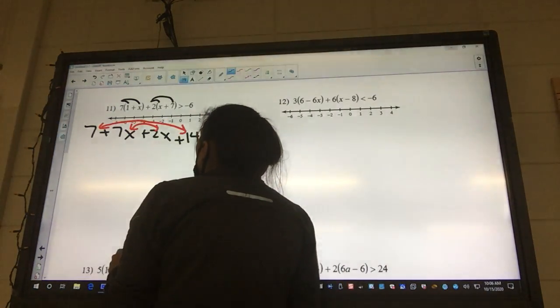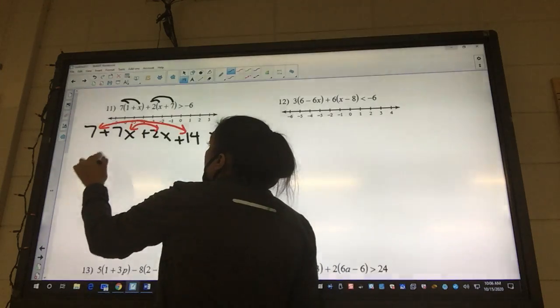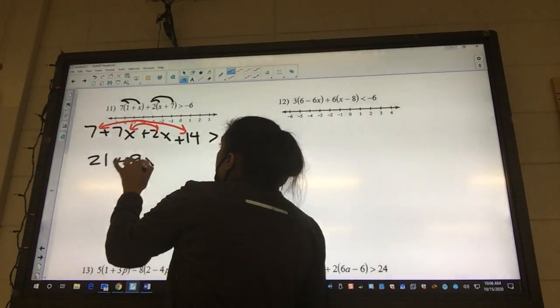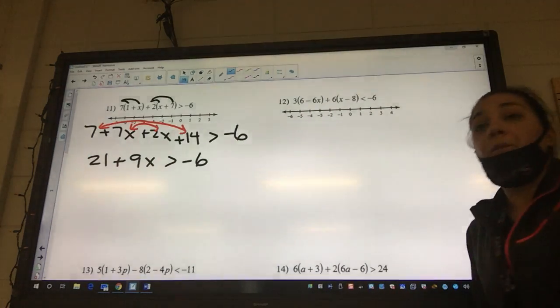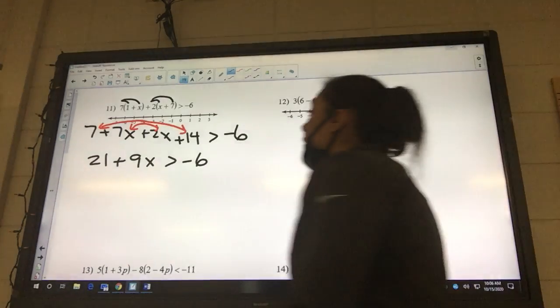Okay, so 7 and 14 is going to give me 21. And then 7 and 2 plus 9x is greater than -6. Okay, we add or subtract.